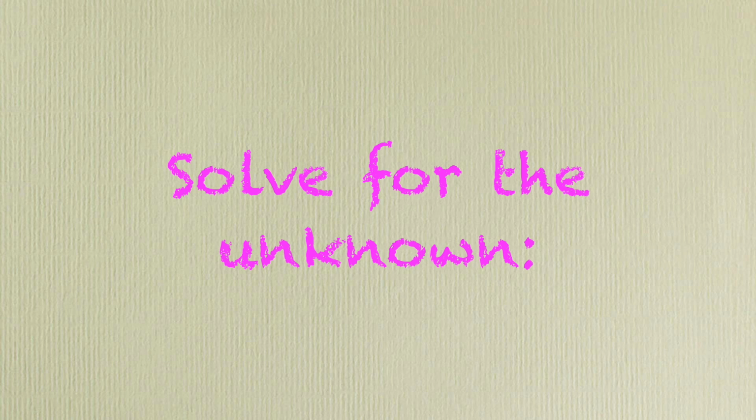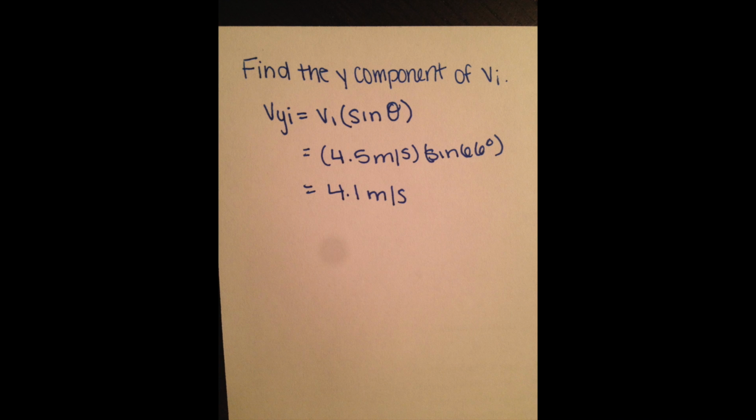Now we have to solve for the unknown. We have to find the y component of Vi, find an expression for time, solve for the maximum height, and solve for the time to return to the launching height. First, we find the y component of Vi. We find that it is 4.1 meters per second.